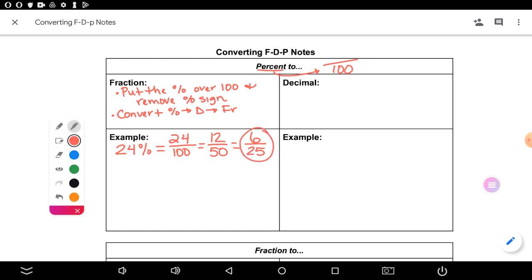Can you divide by 6? Now let's do another one. 17%.